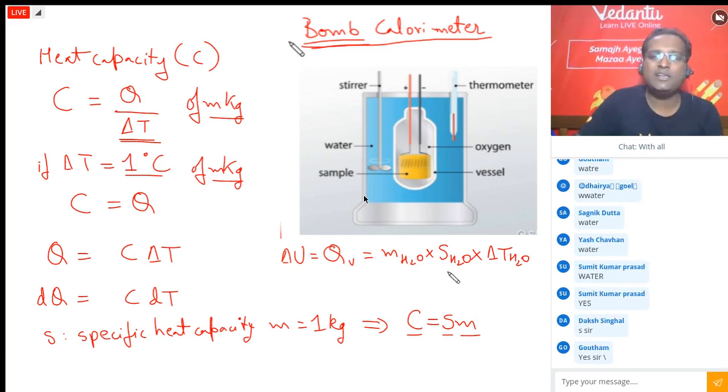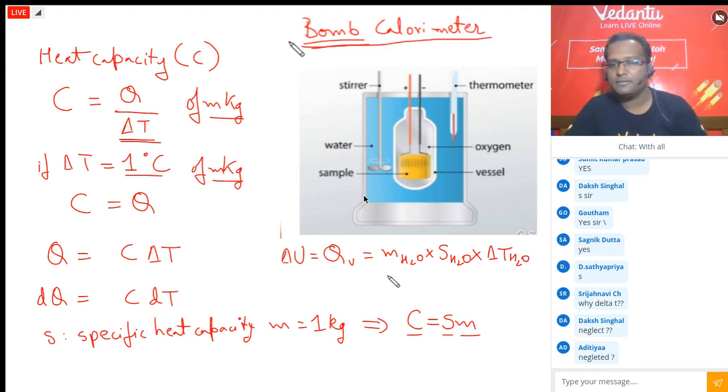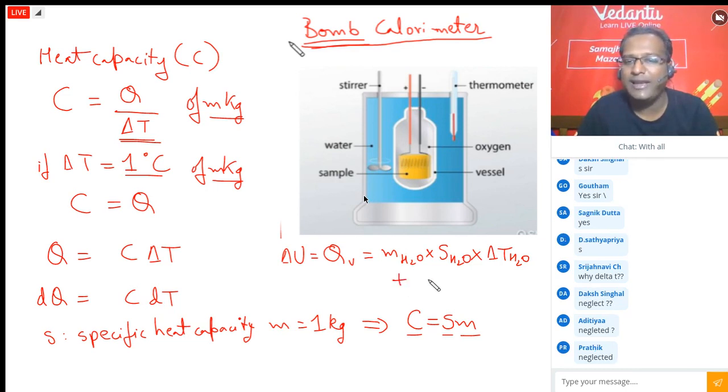Now, my question to you is, what about the heat lost? What about the heat lost to the stirrer? What about the heat lost to this inside copper vessel? What about the negligible heat lost to the thermometer? No, we don't neglect it. We don't neglect it. I give you the heat capacity of the calorimeter.